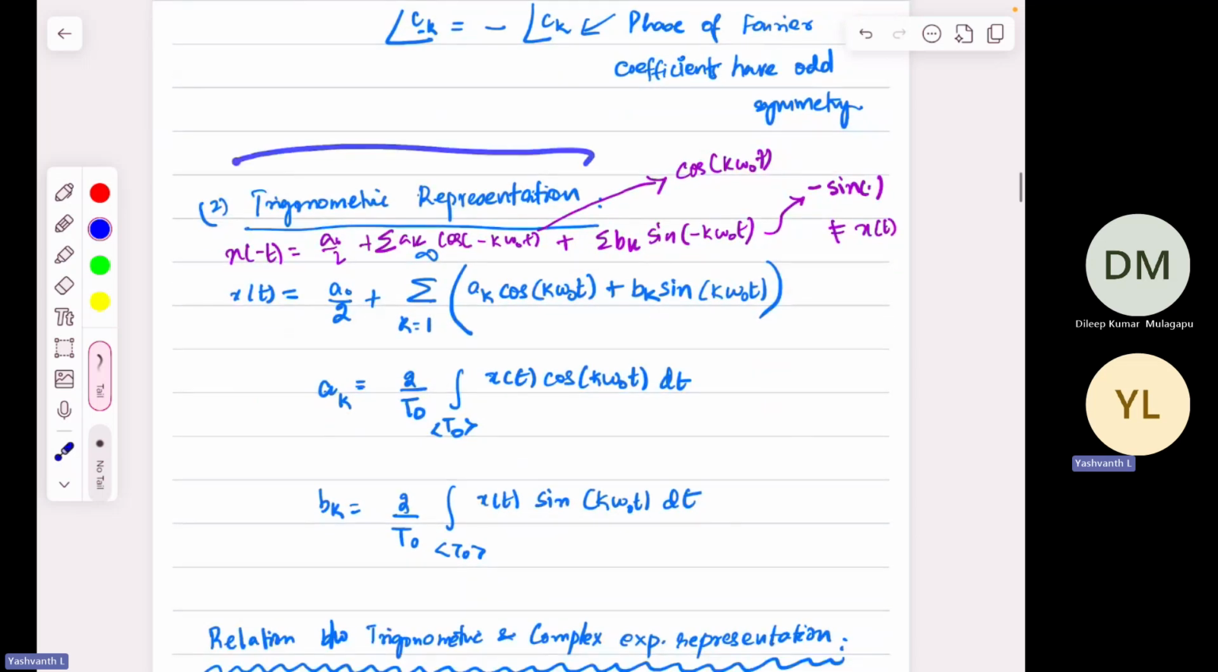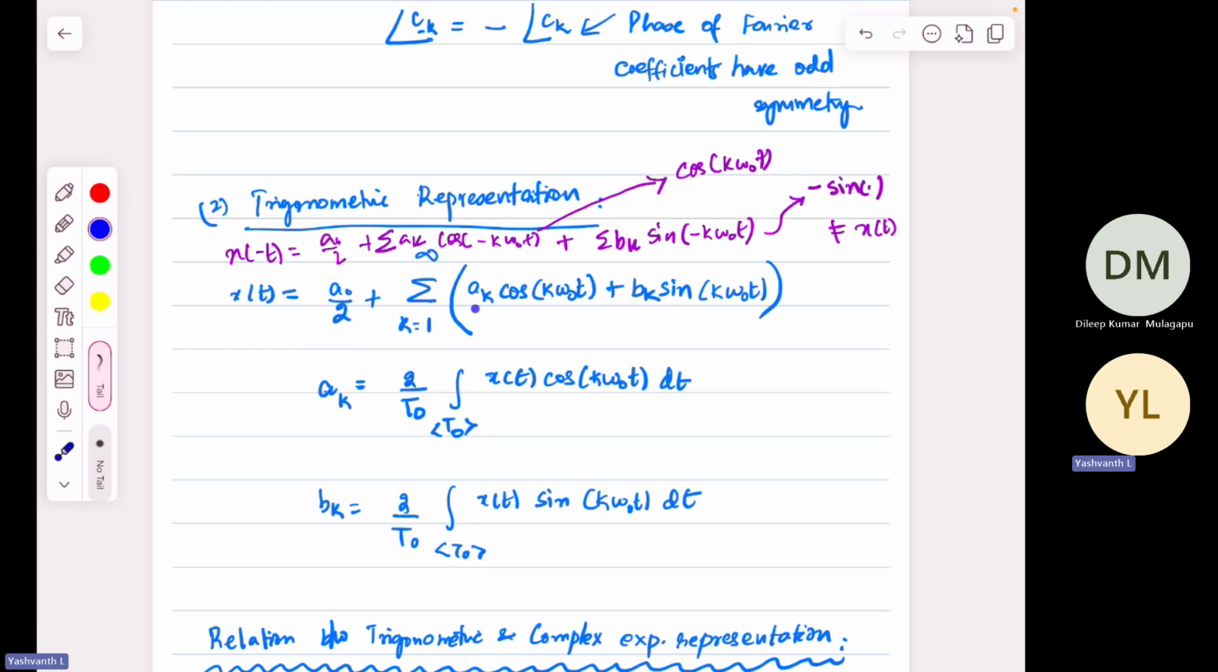The next is what is called the trigonometric representation. In the trigonometric representation, your x of t can be written as a naught by 2 plus the summation from k equal to 1 to infinity of ak cos k omega naught t plus bk sin k omega naught t.